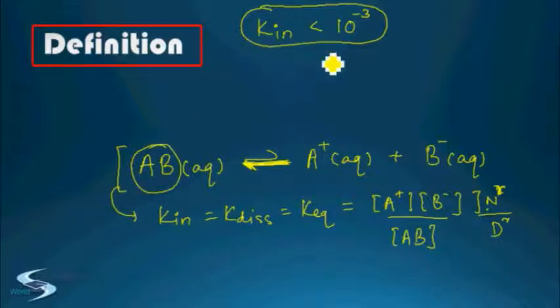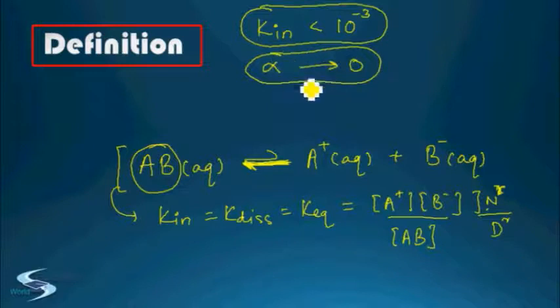Since here K ionization is very low, the dissociation of the electrolyte in the forward direction is very low. Hence we can say the degree of dissociation or the degree of ionization alpha is also going to be very low. In fact, it is going to be so low that we can say alpha here tends to 0. That is, the equilibrium is pretty much shifted in the backward direction itself. Alpha tends to 0.